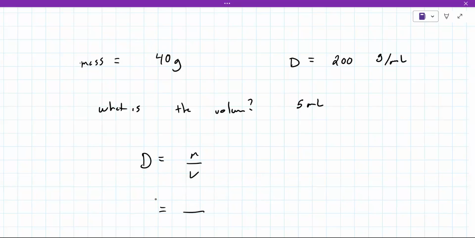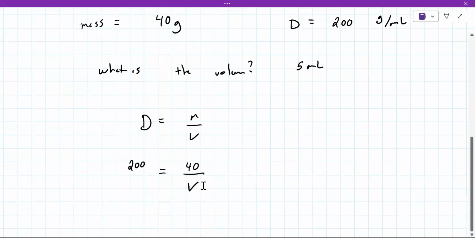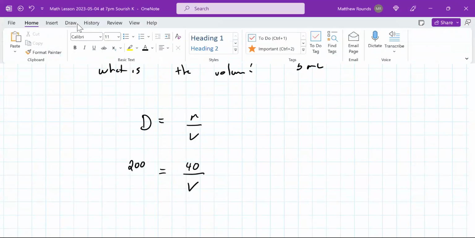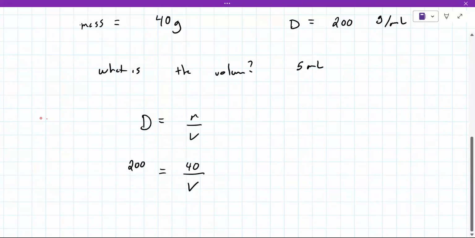What does the 200 represent? The D. Okay. How do you get a variable out of the bottom? You remember that? We were doing this a little bit last time. Well, it's currently being divided, so how do you undo division? Multiplication. You have to multiply both sides by V to get the variable out of the bottom.